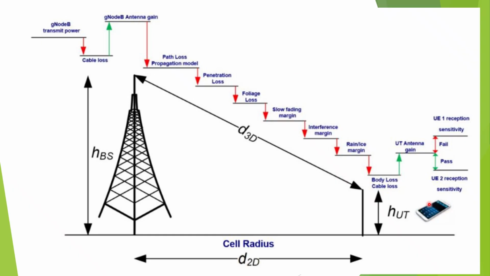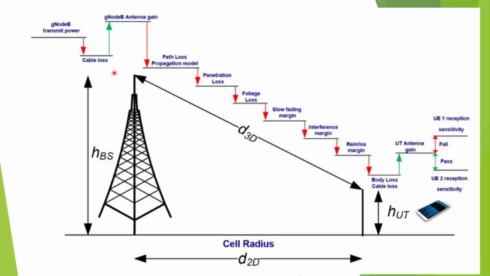In the same way for the receiver, we have the user terminal antenna gain and the reception sensitivity, which might be the user equipment reception sensitivity 1 and 2. Based on the threshold value, we can identify whether successful connectivity is there or not between them. And other than the transmitting power and antenna gain, we have a few more parameters involved, that is nothing but the losses.